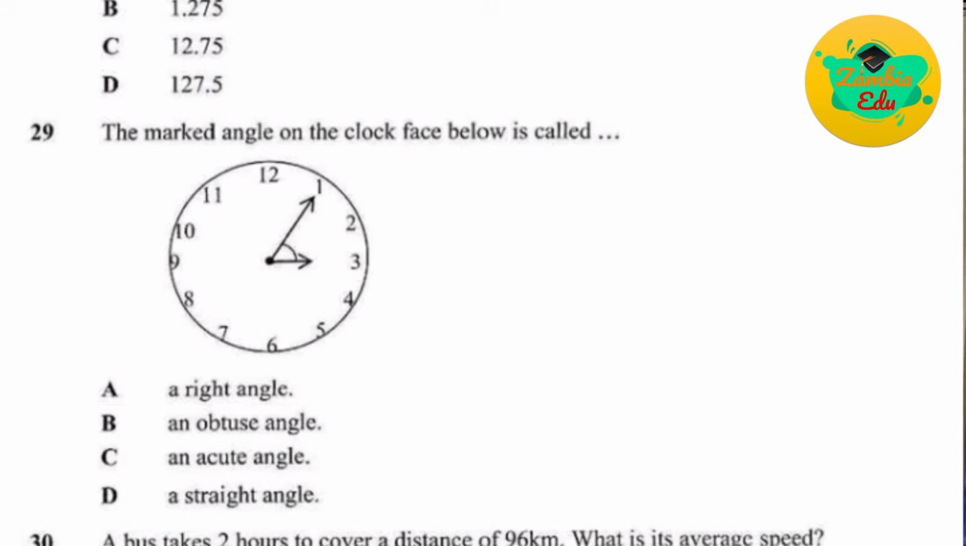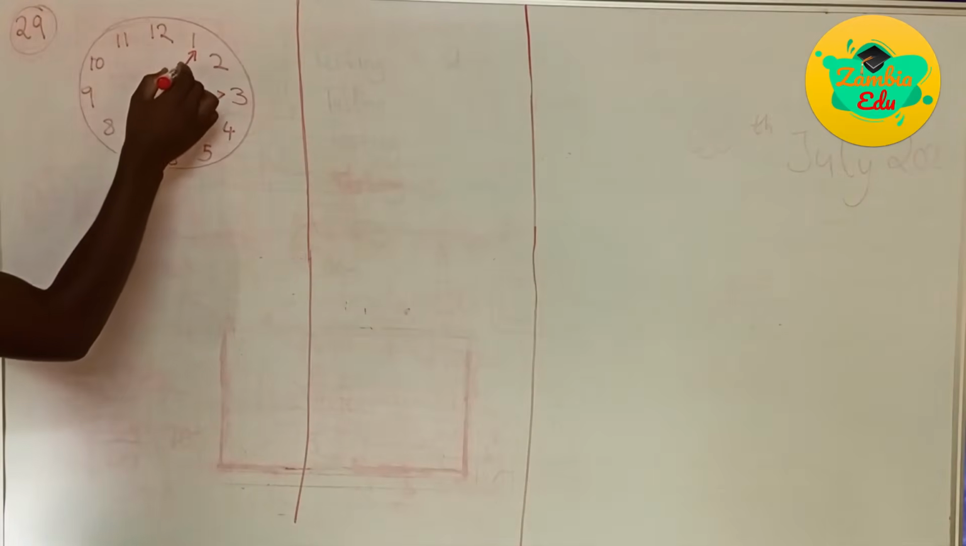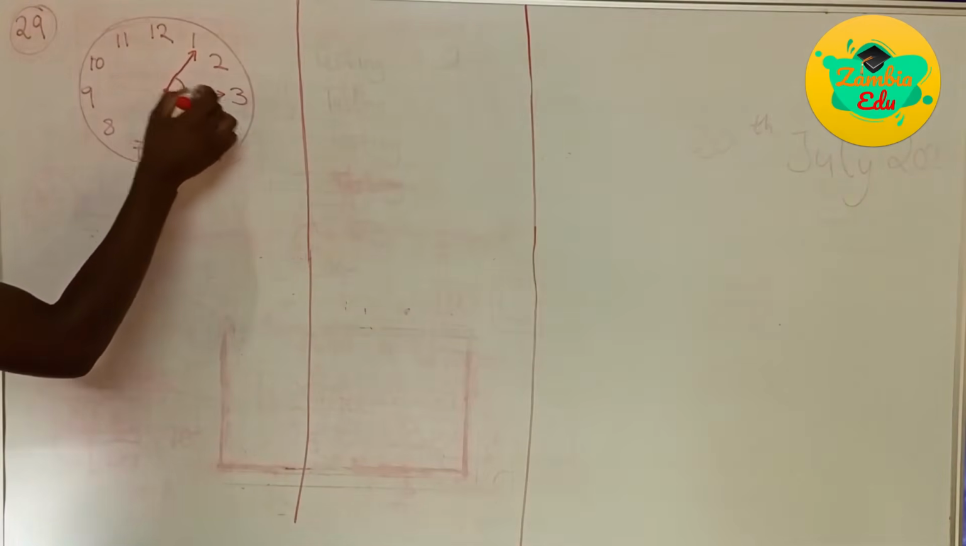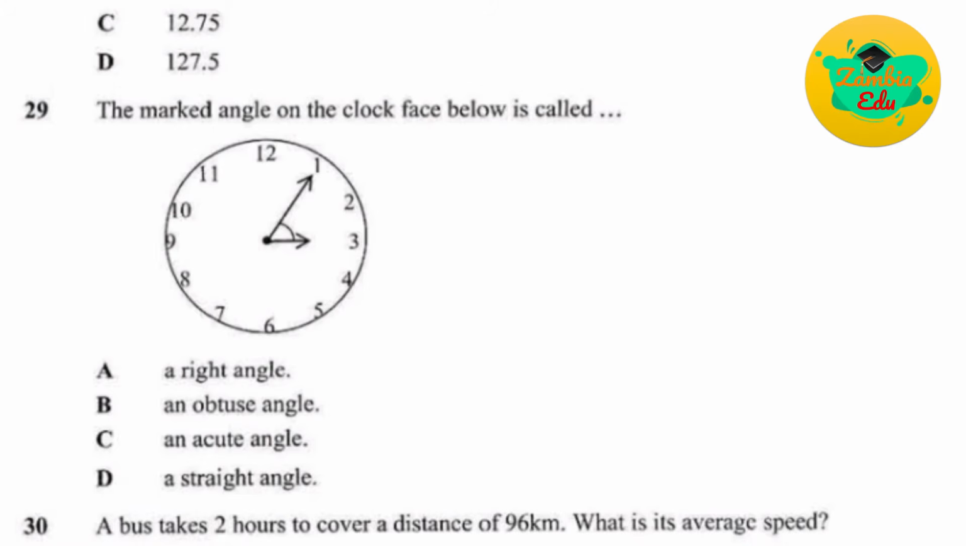Question 29 says, the marked angle on the clock face below is what? So we have this angle here, pointing from 1 and there. So this angle is what we need to find. Is it a right angle? A says right angle, B says obtuse angle, C says acute angle, and D says a straight line angle.